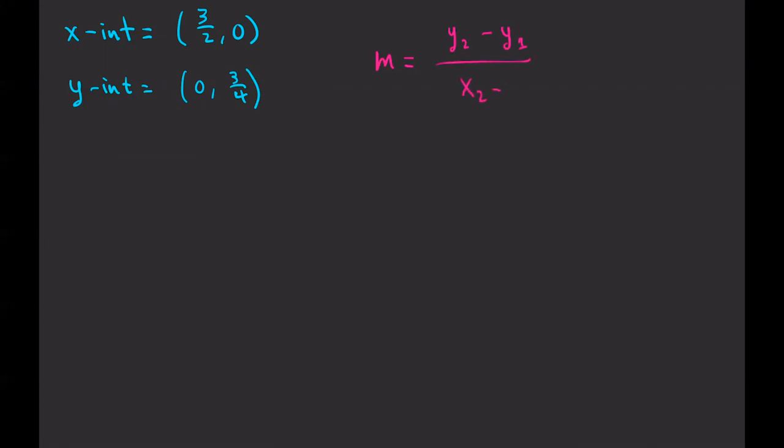So if we've got that sort of rise over run, right? Let's give ourselves some labels. I'm going to call this x1 and y1. I'm going to call this x2 and y2. And now it's just a game of plugging and chugging. So we've got y2 is 3/4.